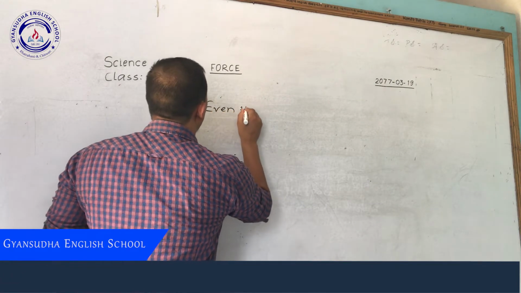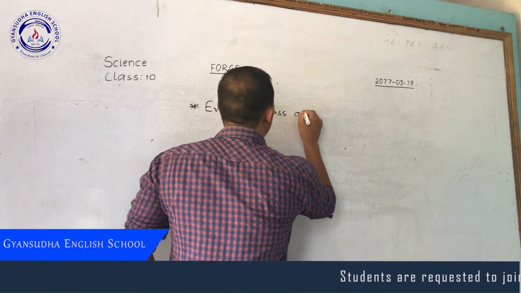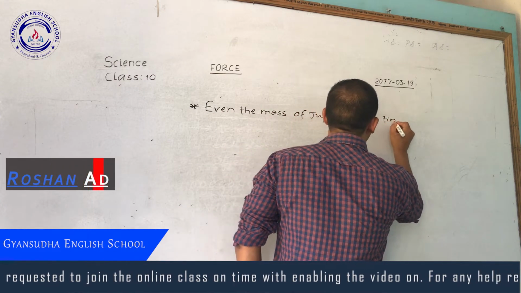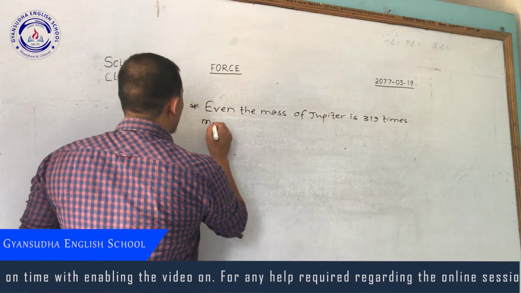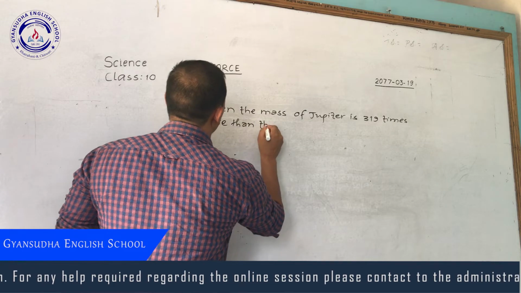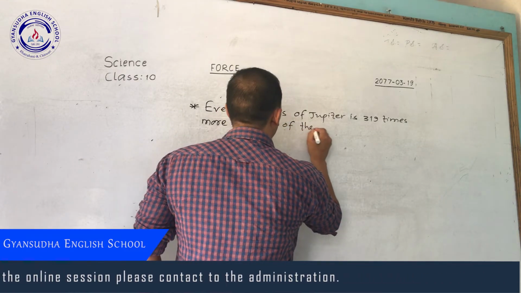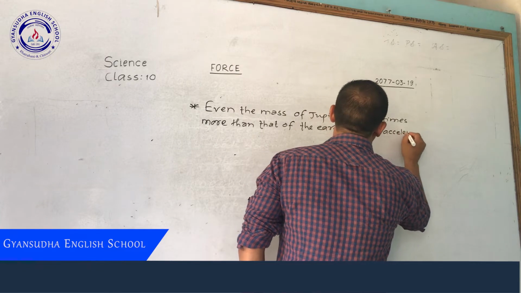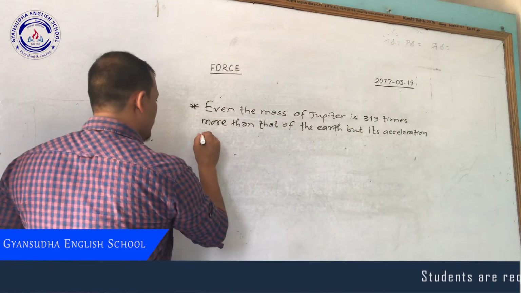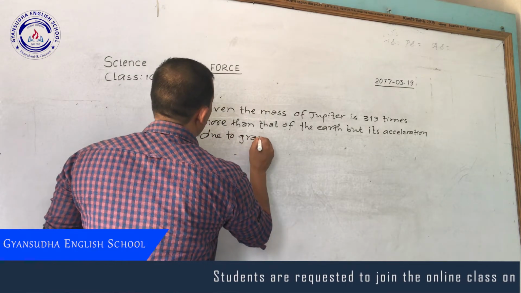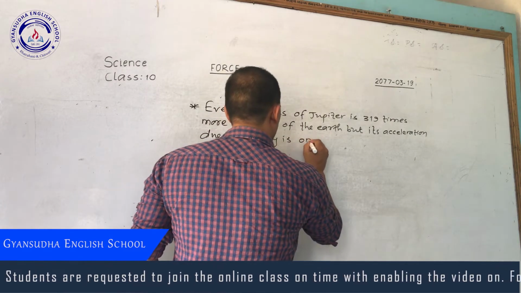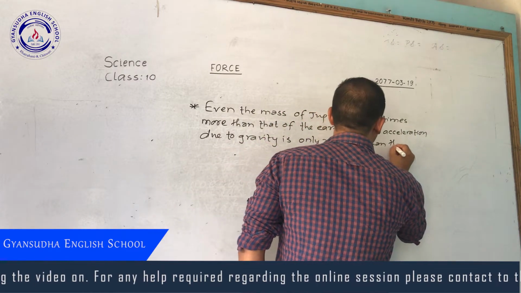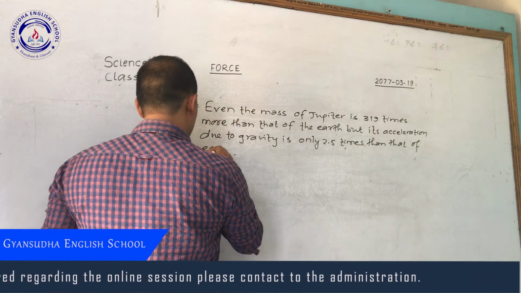Even the mass of Jupiter is 319 times more than that of the Earth, but its acceleration due to gravity is only 2.5 times that of Earth. Why?